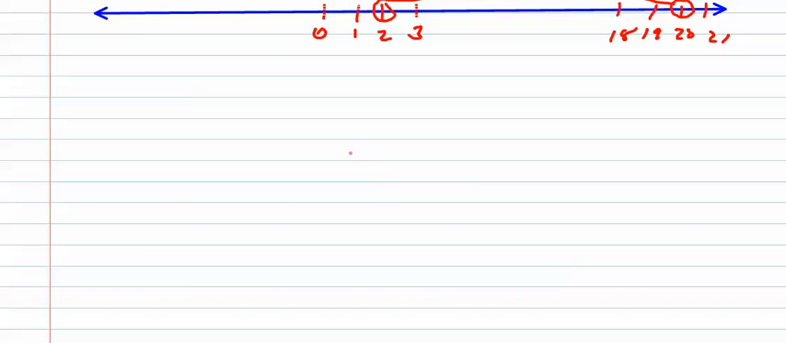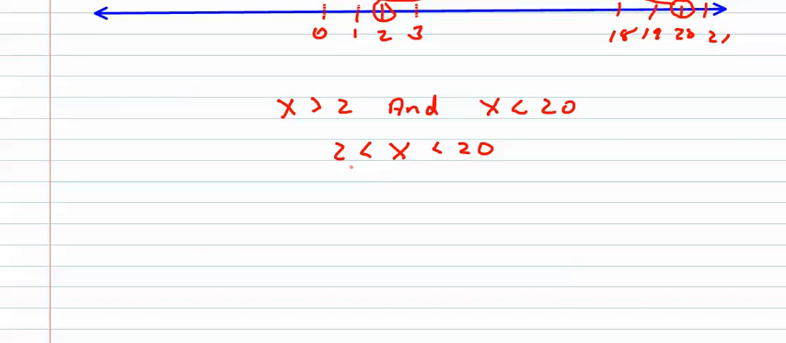Now we have two ways that we can represent this algebraically. We can say x is greater than 2 and x is less than 20, or we can write it like this: x here is between 2 and 20. We're looking for numbers between. This is always the small number, and this is always the large number, and x goes in between them. They both mean the same thing.